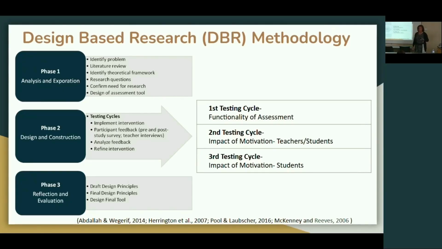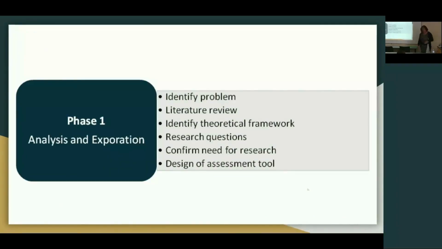I adapted mine from McKinney and Reeves, who have a three-phase approach. The first phase starts with understanding the theory and how we can develop a solution to solve the problem. In the second phase, that's really the testing of the solution through different iterative cycles of testing. And in the third phase, it's all about reflection and design principles that can be transferable and used. I'm going to take you through each of these phases. In the first phase, we've just identified the problem, and so the next phase is the literature review.